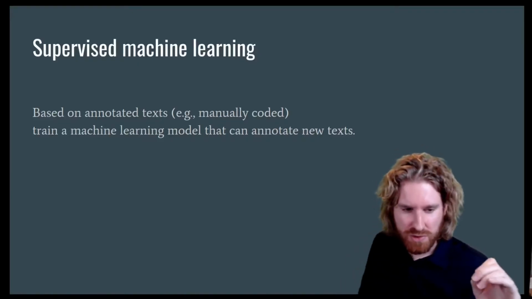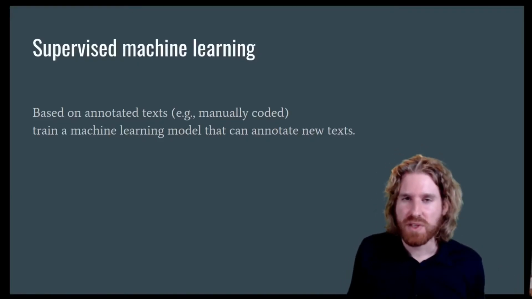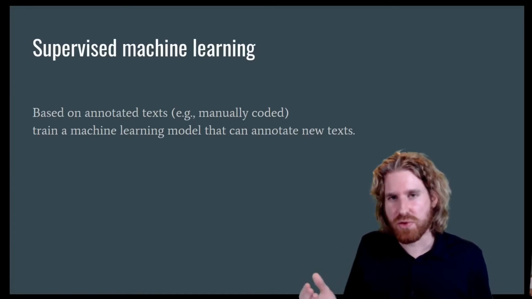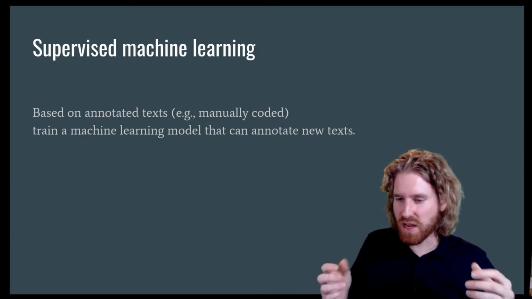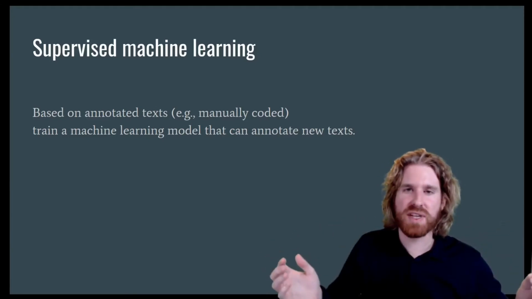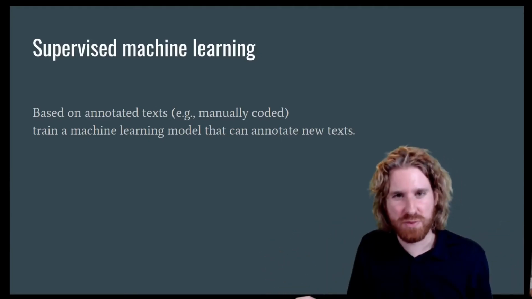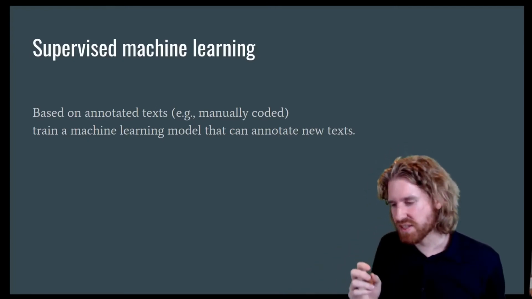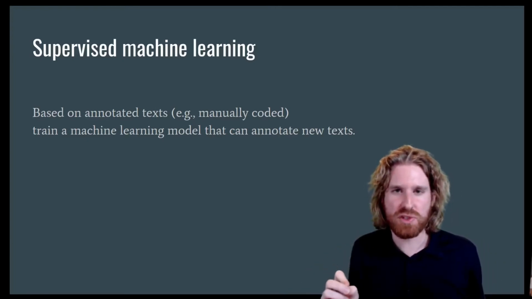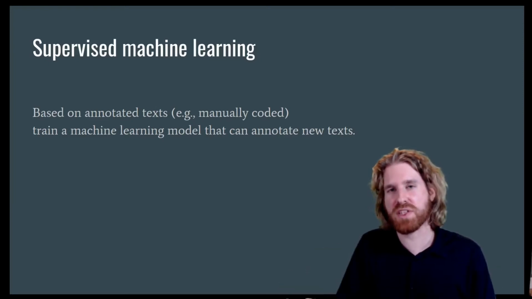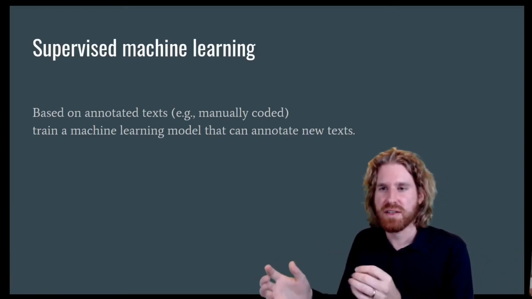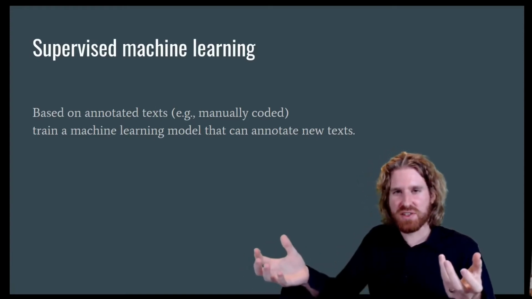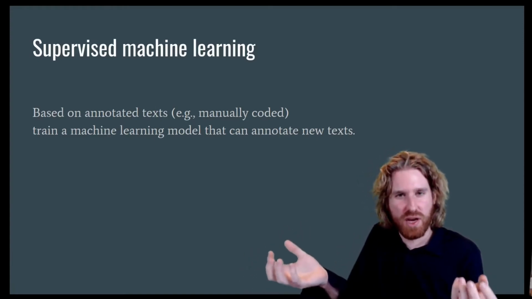So let's move on with supervised machine learning. Just as with the rule-based approach, the goal of supervised machine learning is to have some kind of system which can then automatically, for a huge number of texts, perform a certain measurement. But in this case, instead of providing specific rules for how the computer should perform this measurement, we're going to provide the computer with some training data, which contains the right answers, the thing that we want the computer to learn how to predict.